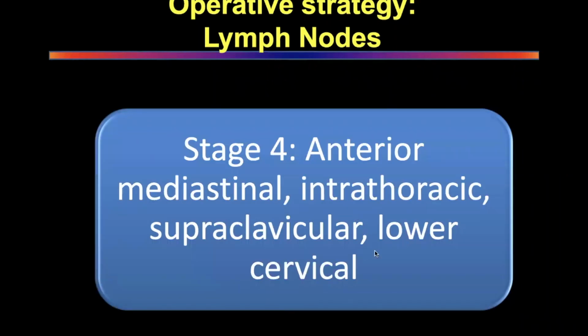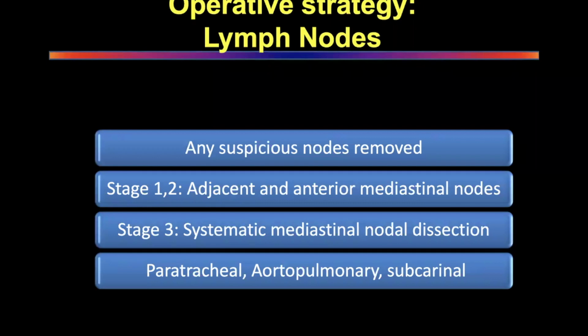Stage 4, you try and take out as much as you can. Whatever you see, take out, including the supraclavicular and the lower cervical nodes as well, because the tumor spreads to these areas. So lymph node dissection as a strategy in thymoma is a common question asked in the exam. It's a common MCQ in the exam.